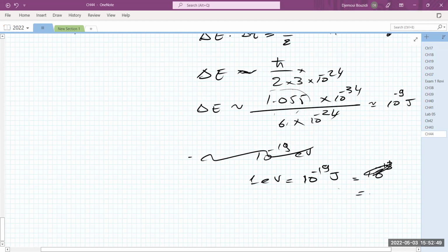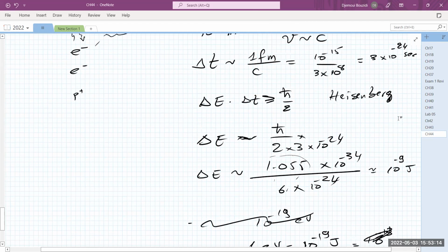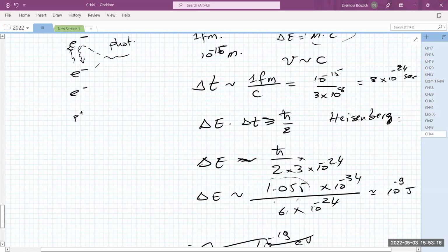Yes, 10 to the negative 13. So 1 MeV is 10 to the negative 13 joules, just by multiplying by 10 to the power 6. So this is 10 to the negative 13 joules in mega electron volts. This is giving me a bigger number than what I was thinking. It should be much less than this one. Did I make a mistake somewhere in my analysis in here?